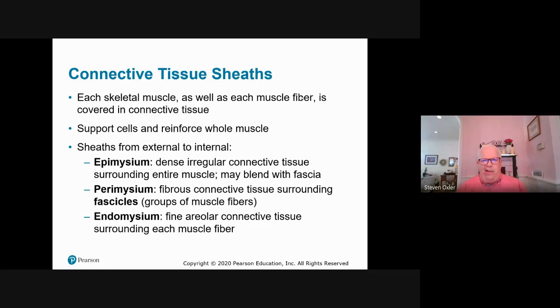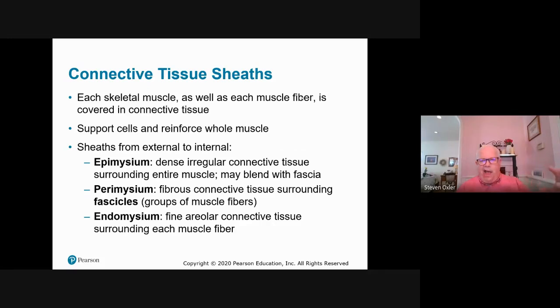Each muscle fiber is connected and covered by connective tissue. That connective tissue forms a sheath around the whole muscle and the individual muscles. It supports and reinforces the whole muscle. There are 3 sheaths that you should know.